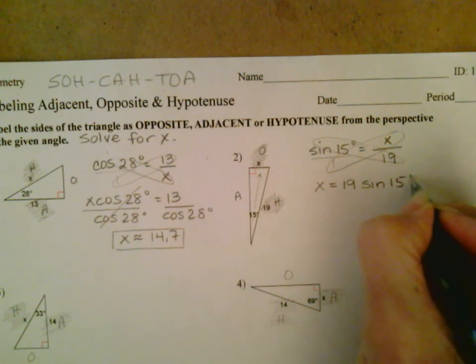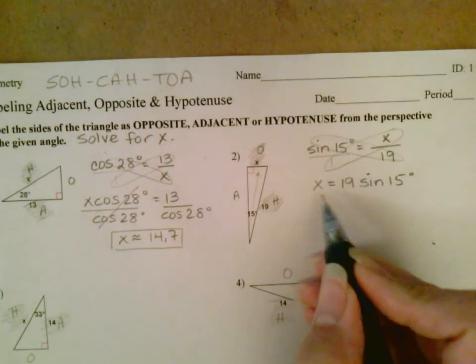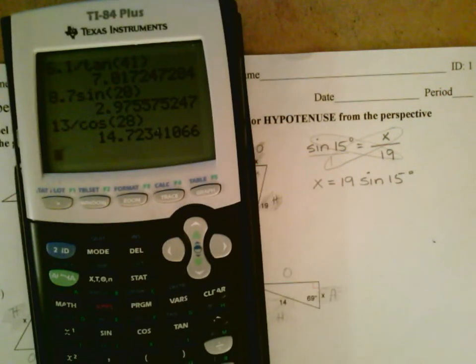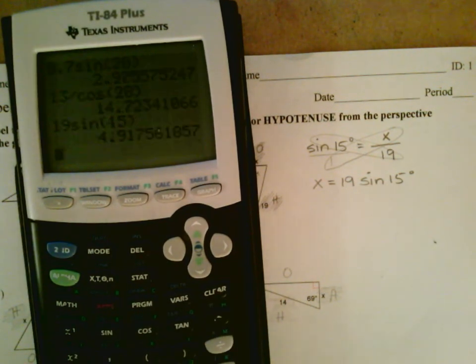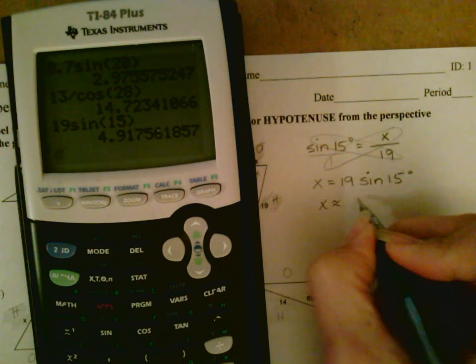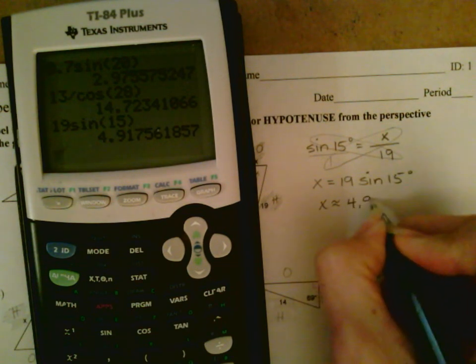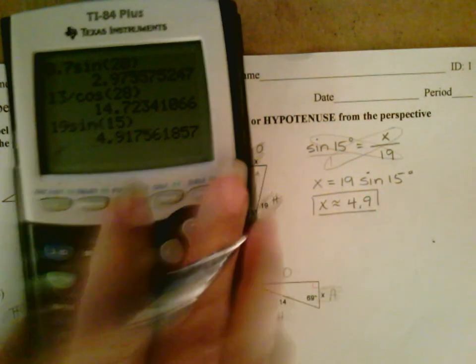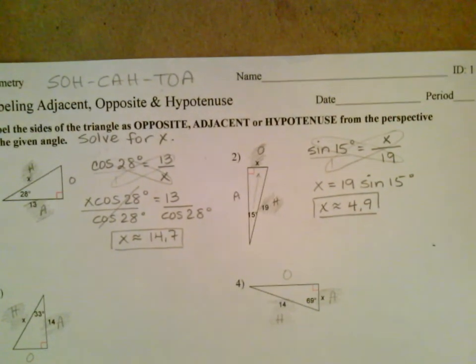And this is the scenario I like because x is already solved for. There is nothing for me to do. So I'm done. I just type 19 sine of 15, and I get x to be the approximation of length 4.9. Box in my answer, and I'm done. So super easy, super easy.